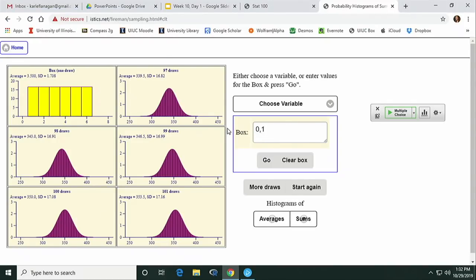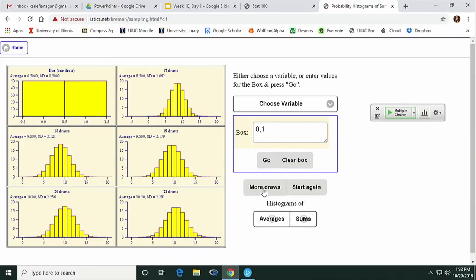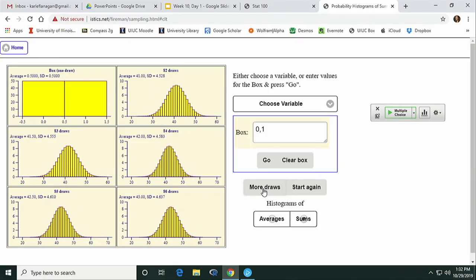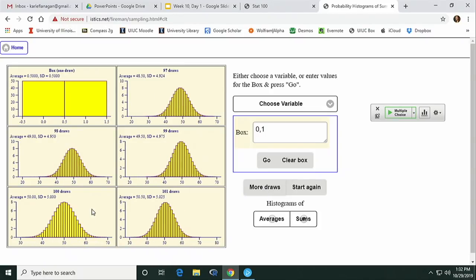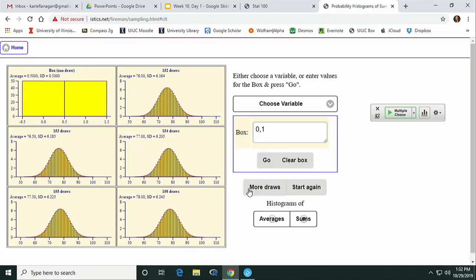So my box is just 0 and 1 for a coin. And if I press go, I can see here's 1 draw, 2 draws, 3 draws, 4 draws. The more draws I take, the more and more, looking good, 100 draws, the more and more the histogram looks like the normal curve. This one might even need a few more to look smooth, but you can see as n gets bigger, the histogram looks closer and closer to the normal curve. So that's the central limit theorem.